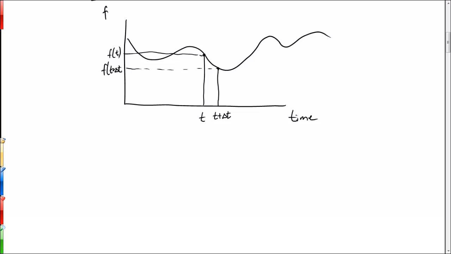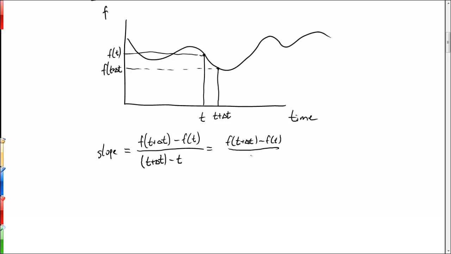And you said that the derivative of this curve is equivalent to the slope. We can find the slope by rise over run, so the slope is equal to f at t plus delta t minus f at t, divided by the time difference, t plus delta t minus t, so that's just f at t plus delta t minus f at t over delta t. And we define the derivative of f with respect to time as the limit as delta t goes to 0 of this exact expression, f at t plus delta t minus f at t, over delta t. And you probably spent a fair amount of time doing proofs and figuring all this out.